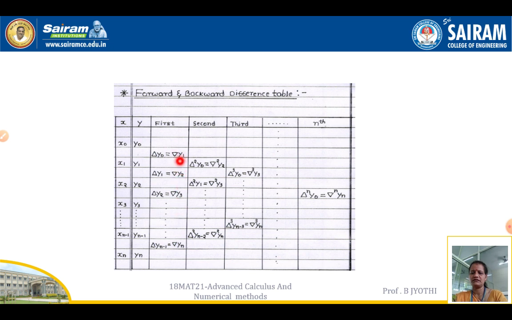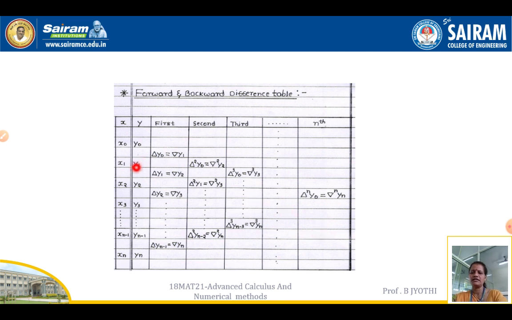The same thing for the backward is del y1, whereas if it is forward, it is del y0. Similarly, to get the second difference, it is the difference between del y1 and del y0. That will be del square y0, whereas backward it is del square y2, and so on. This table can be used for both forward as well as backward.